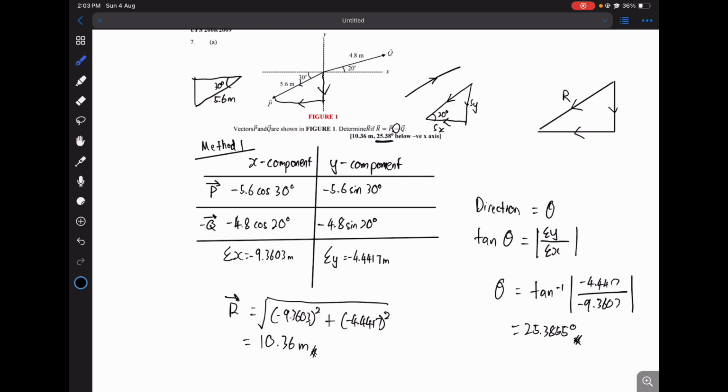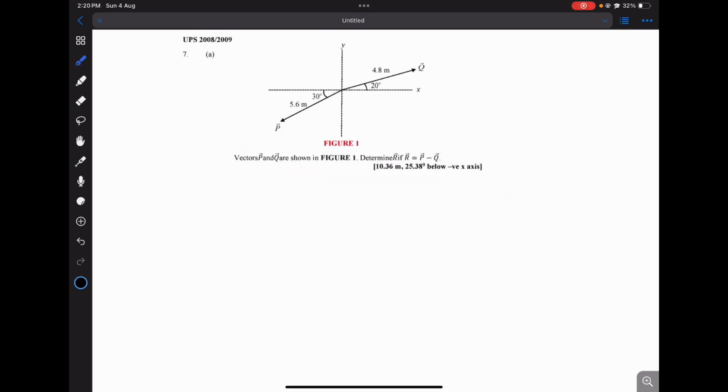This is R. And we draw a Cartesian plane on top of this. You can notice the 25.3855 degrees is in here, so below the negative x axis. That's it for method 1. Thank you. So now I'm going to show you method 2 to solve this question.